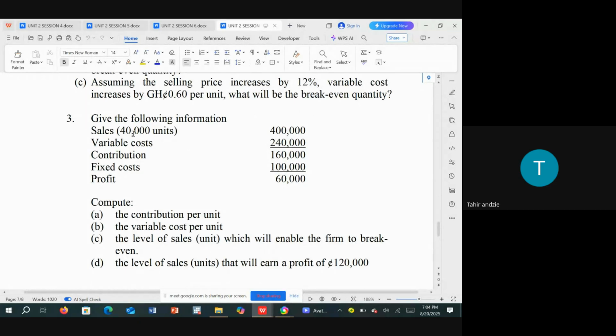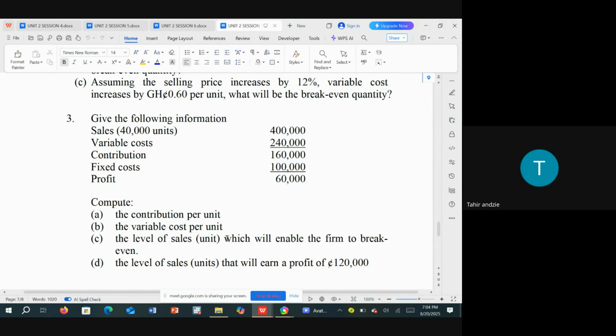Therefore, variable cost varies with the units. Variable cost varies with the unit. So if you have 10 cedis here, variable cost is 6 cedis. This one is 4 cedis. So that's how. So here, contribution per unit is equal to 4 cedis. Variable cost per unit is 6 cedis.